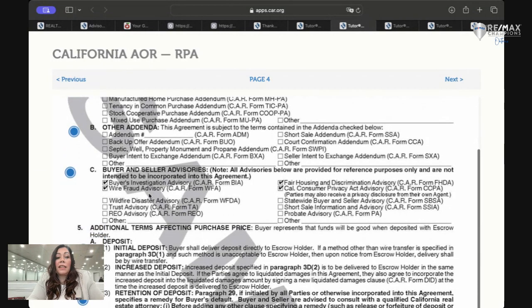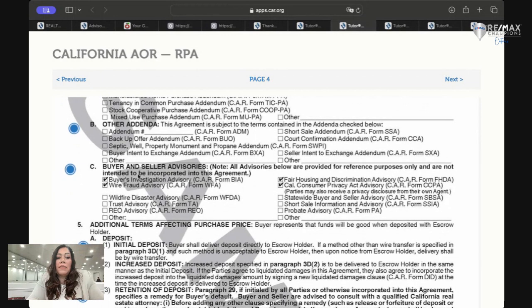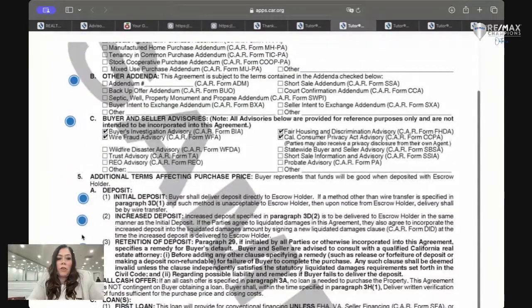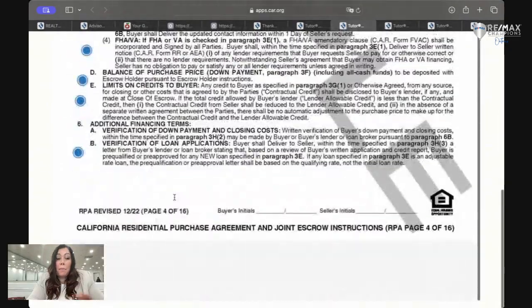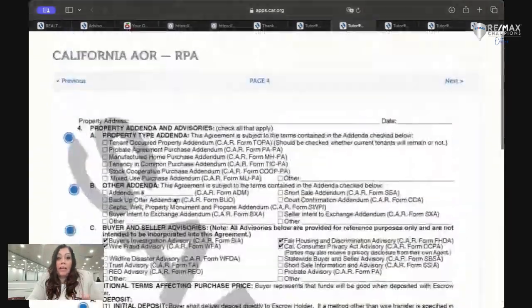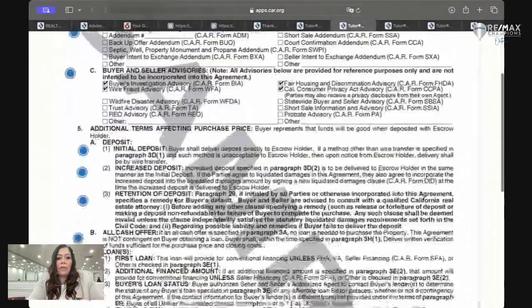In the event that they tell you you can be backup, you want to send that as well. And then the buyer and seller advisories. Here is where you're going to take a look and see if you're located in a wildfire disaster area, to include those. Any other type of advisory is where you definitely want to include those. So that is basically the grid, like I mentioned, that you have to fill out.